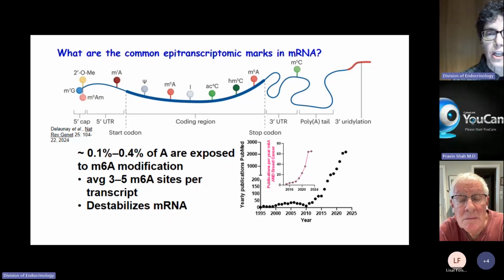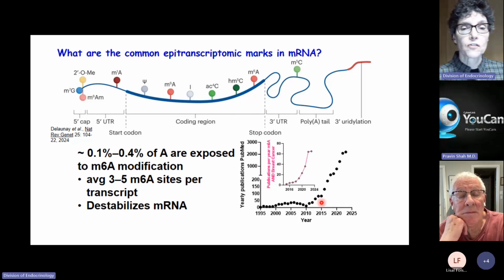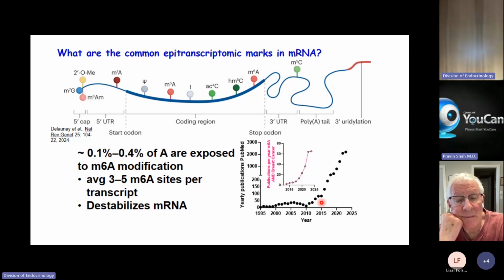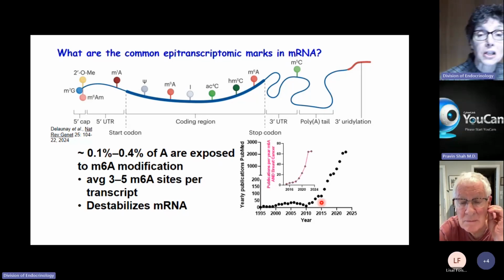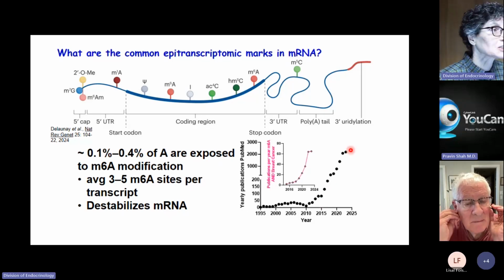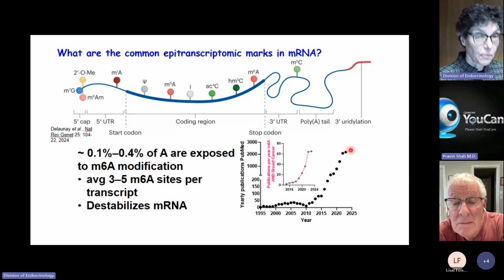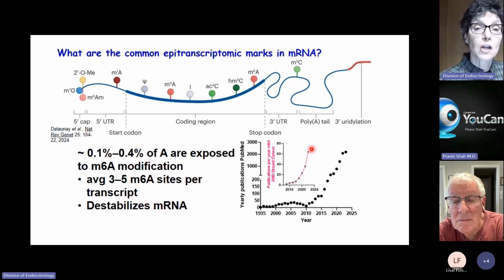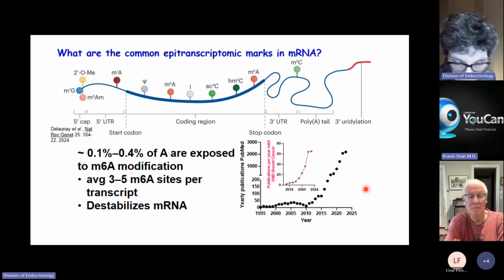I got interested in M6A and epitranscriptomics after reading a couple of papers in 2015, but I'm not the only person who thinks that M6A and epitranscriptomics is really interesting, as you can see by the number of publications with M6A in PubMed per year over time. And here's M6A in breast cancer. And it seems the interest seems to be leveling off.